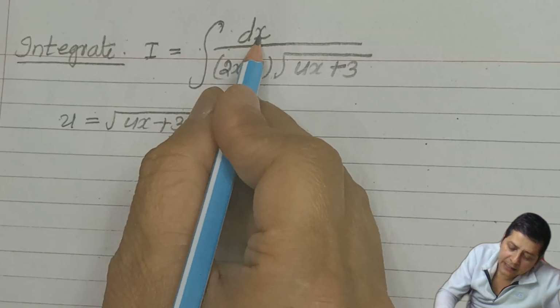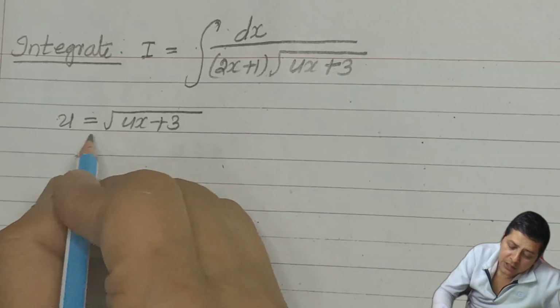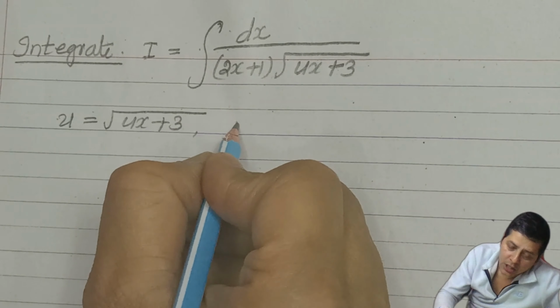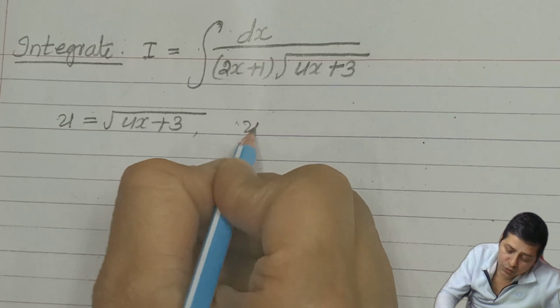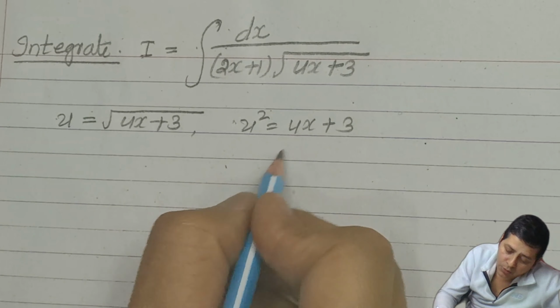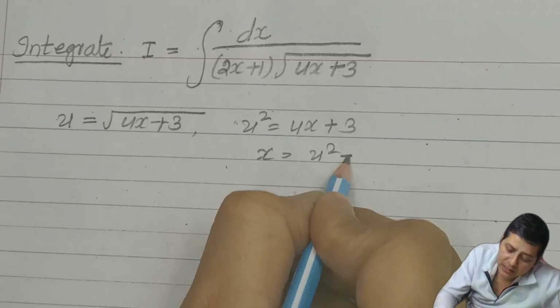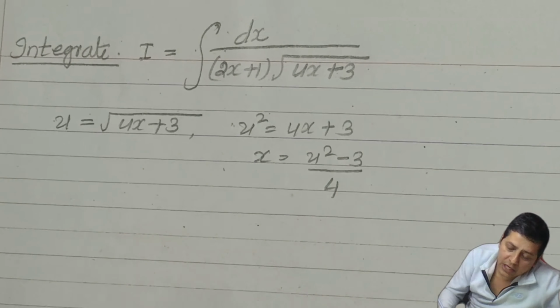So remember, we have dx and then x, so you have to know the x value also. Let's first get the x value. u square is equal to 4x plus 3. It's the same thing. And then if you talk about x, this goes to that side, so x is equal to u square minus 3 by 4. So that's what I got, the x value.